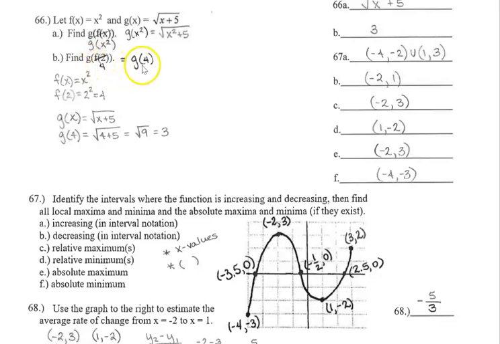Now I have g of 4. So for g of 4, I'm going to put 4 in the place of x, and that gives me square root of 9 or 3.